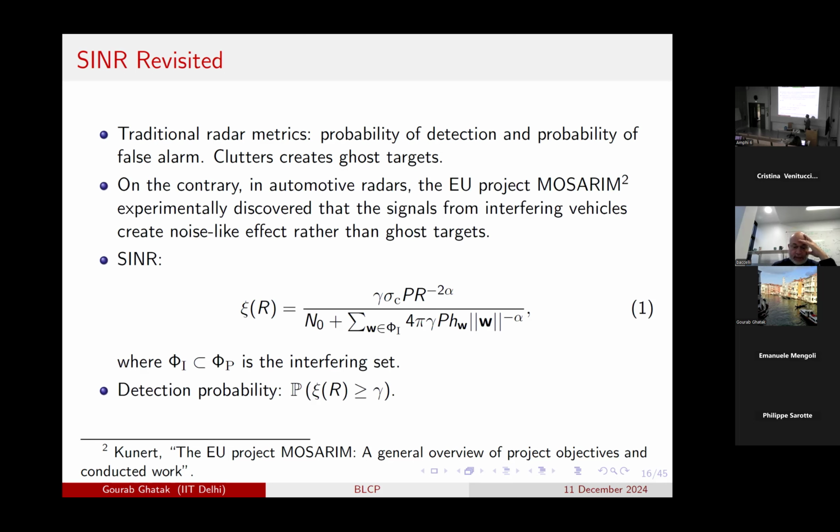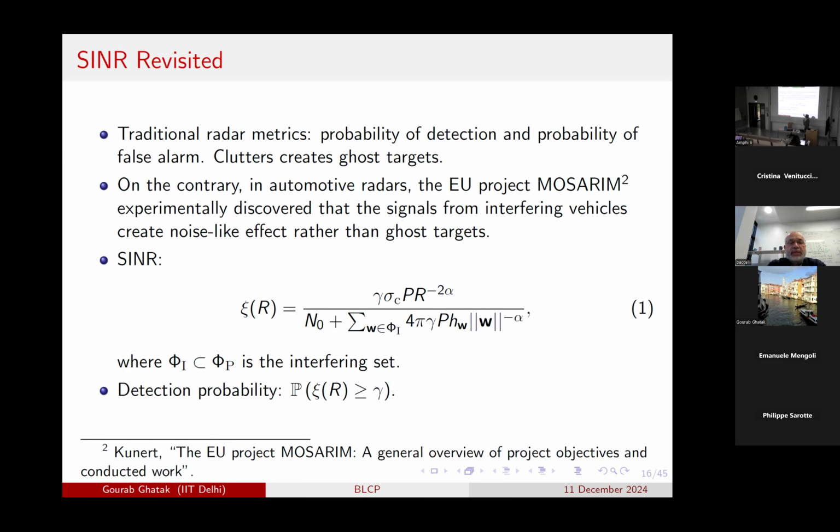However, some experimental demonstration said that the signals from automotive radars, which are oncoming to your radar receiver, will create noise-like interference, an additional phenomenon, rather than ghost targets. So hence it's important to model the interference like you would do in a communication system. In communication, you model your SINR, and this automotive radar interference has the same kind of behavior rather than creating ghost targets as clutters do, right?